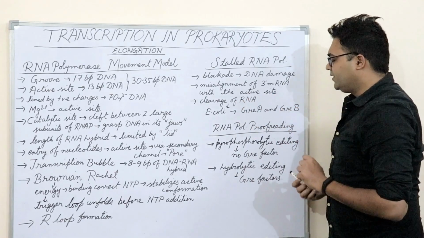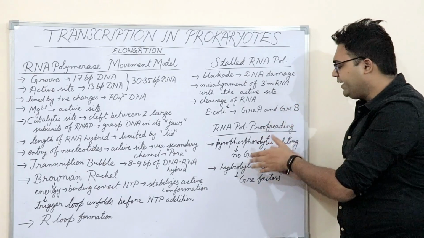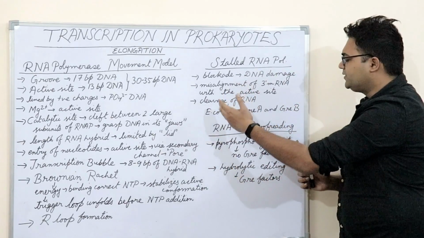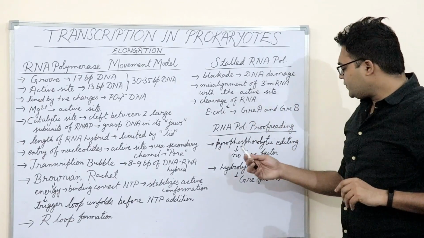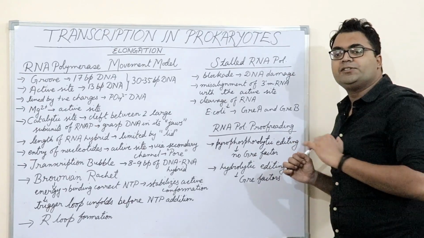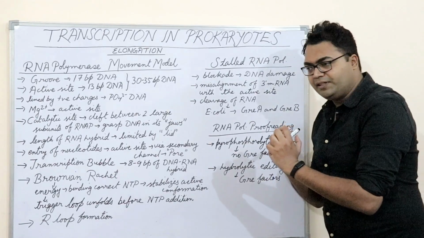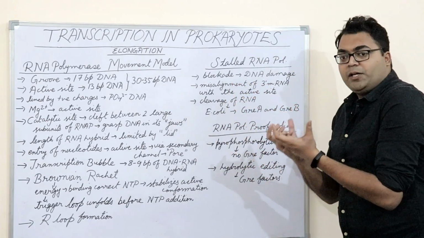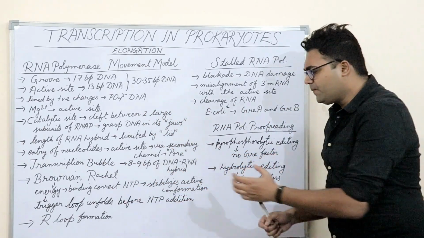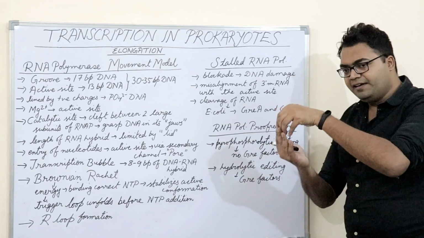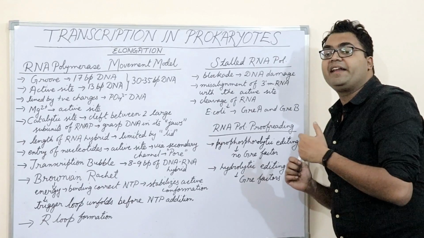So there are two steps here. Number one is pyrophosphorolytic editing. The pyrophosphorolytic and hydrolytic editing also come under the RNA polymerase proofreading activity. Now, the pyrophosphorolytic editing does not always involve the Gre factors. It just depends on the activity of the RNA polymerase itself to backtrack and dissociate the nucleotides and again realign itself with the active site of the RNA polymerase.